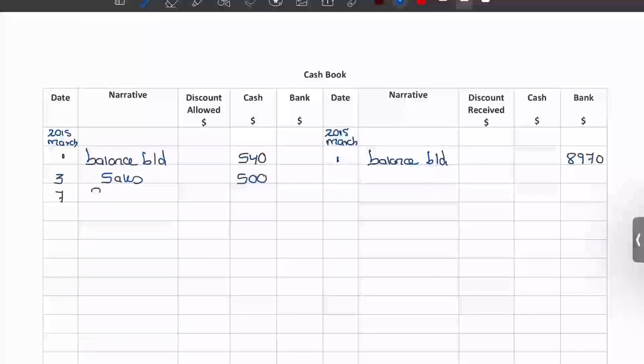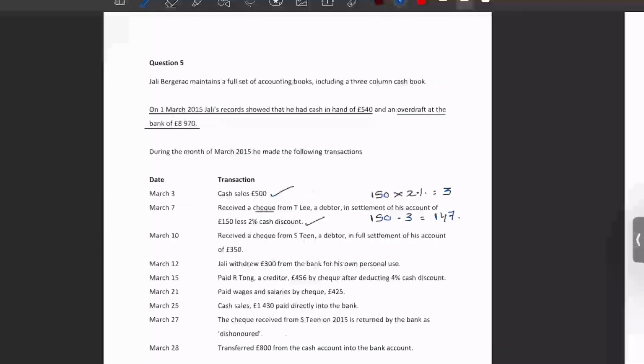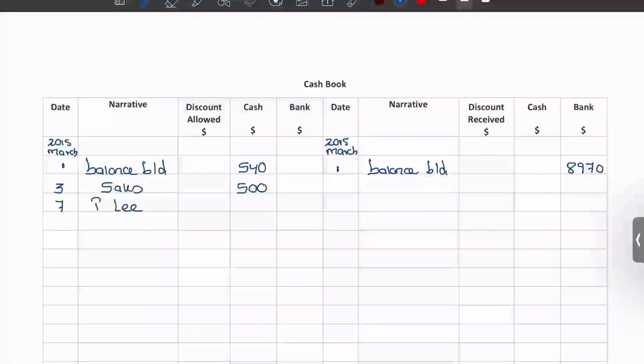Write the name of the person, T. Lee. How much is he paying you? Not 150. How much money will you get to the bank account? Only 147. So in your bank account, you enter 147. How much is the discount? 2%? No. What is the value? 3. Discount given is 3, right?